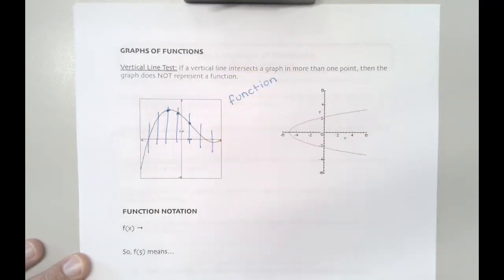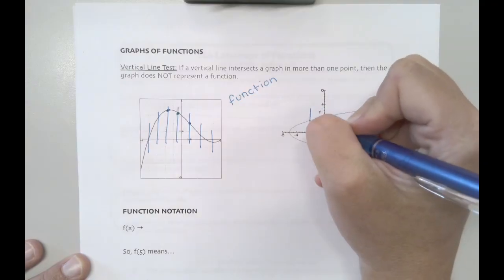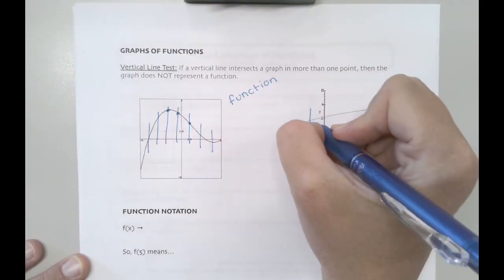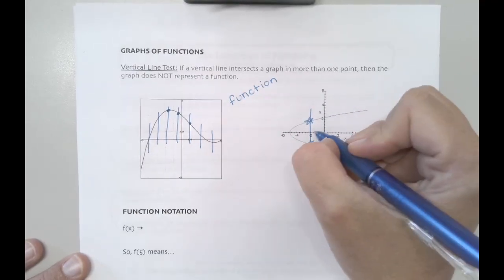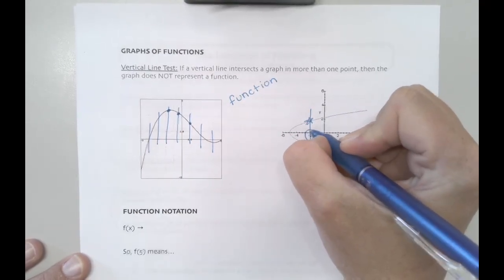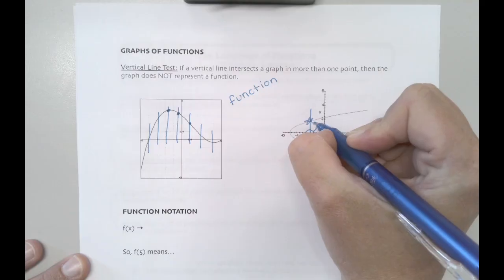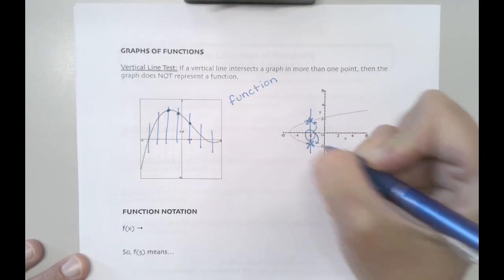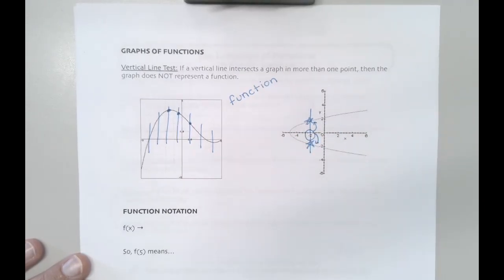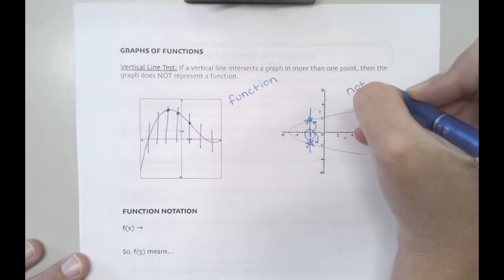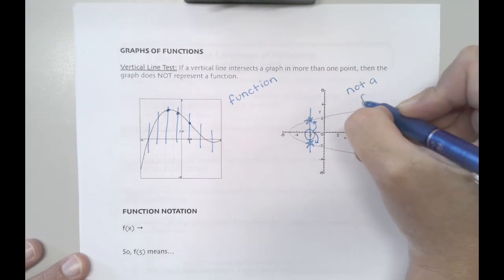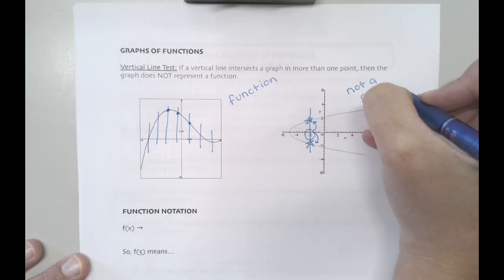However, this one over here, if I draw a vertical line, let's just say right here, I hit the graph twice, and what that's telling me is that this one x value, this -2, has two partners, right? And that's not okay in function land. So this is not a function. So just a quick reminder there on how the vertical line test works.